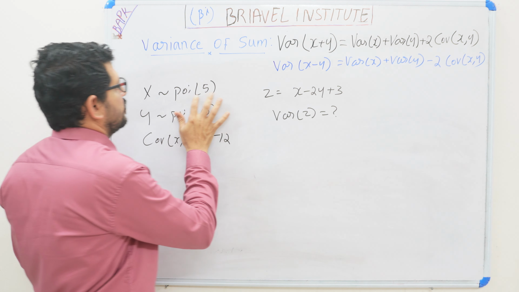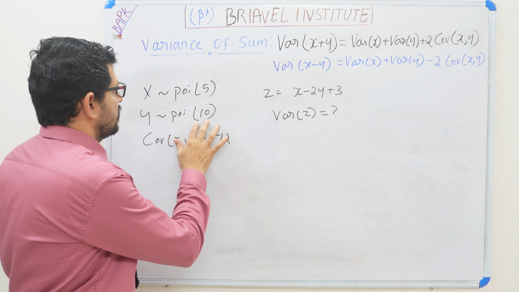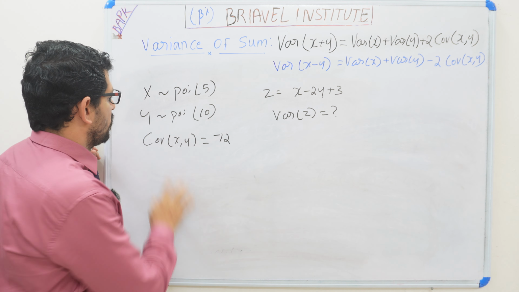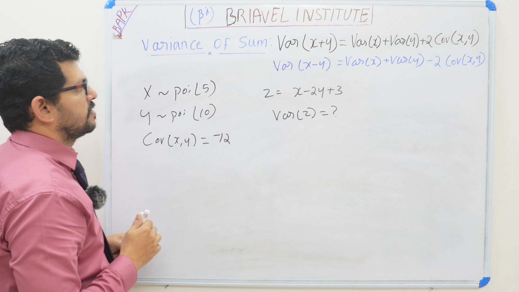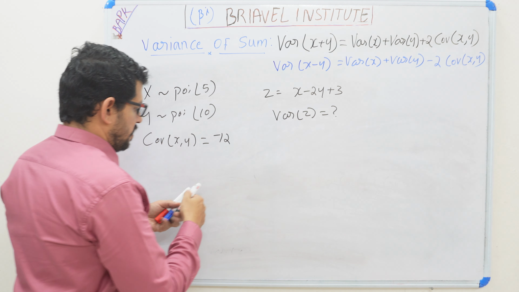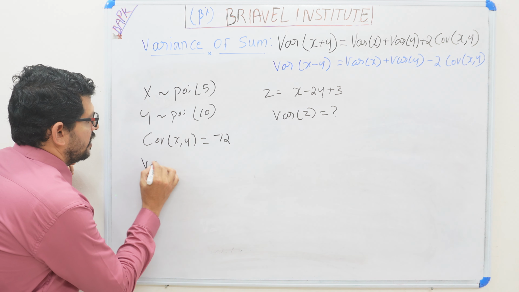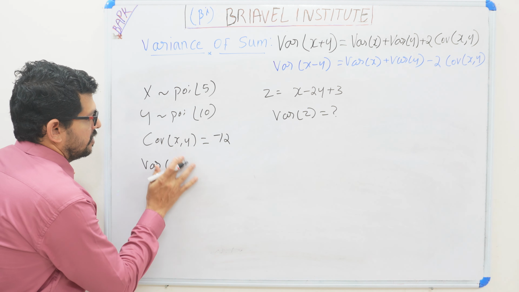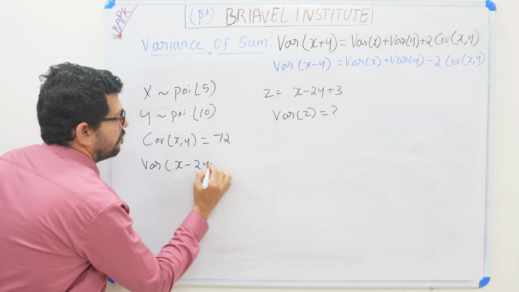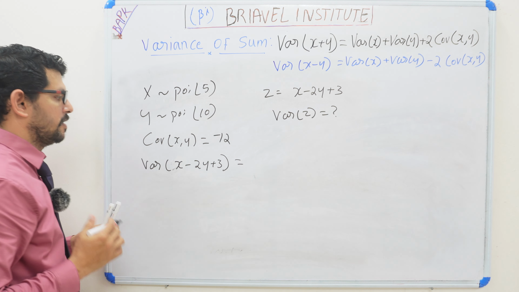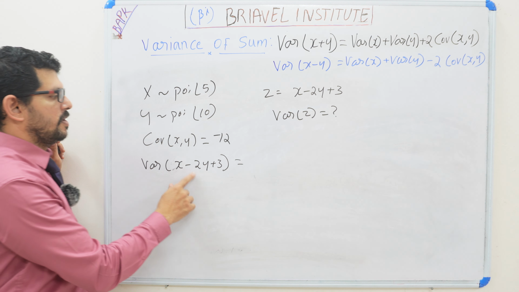X is following the Poisson distribution 5, Y is following the Poisson distribution of 10. Mean is equal to 5 and mean is equal to 10. Covariance of XY is given and Z is X minus 2Y plus 3. So we can write the formula for the variance of Z. Instead of Z, we write X minus 2Y plus 3.